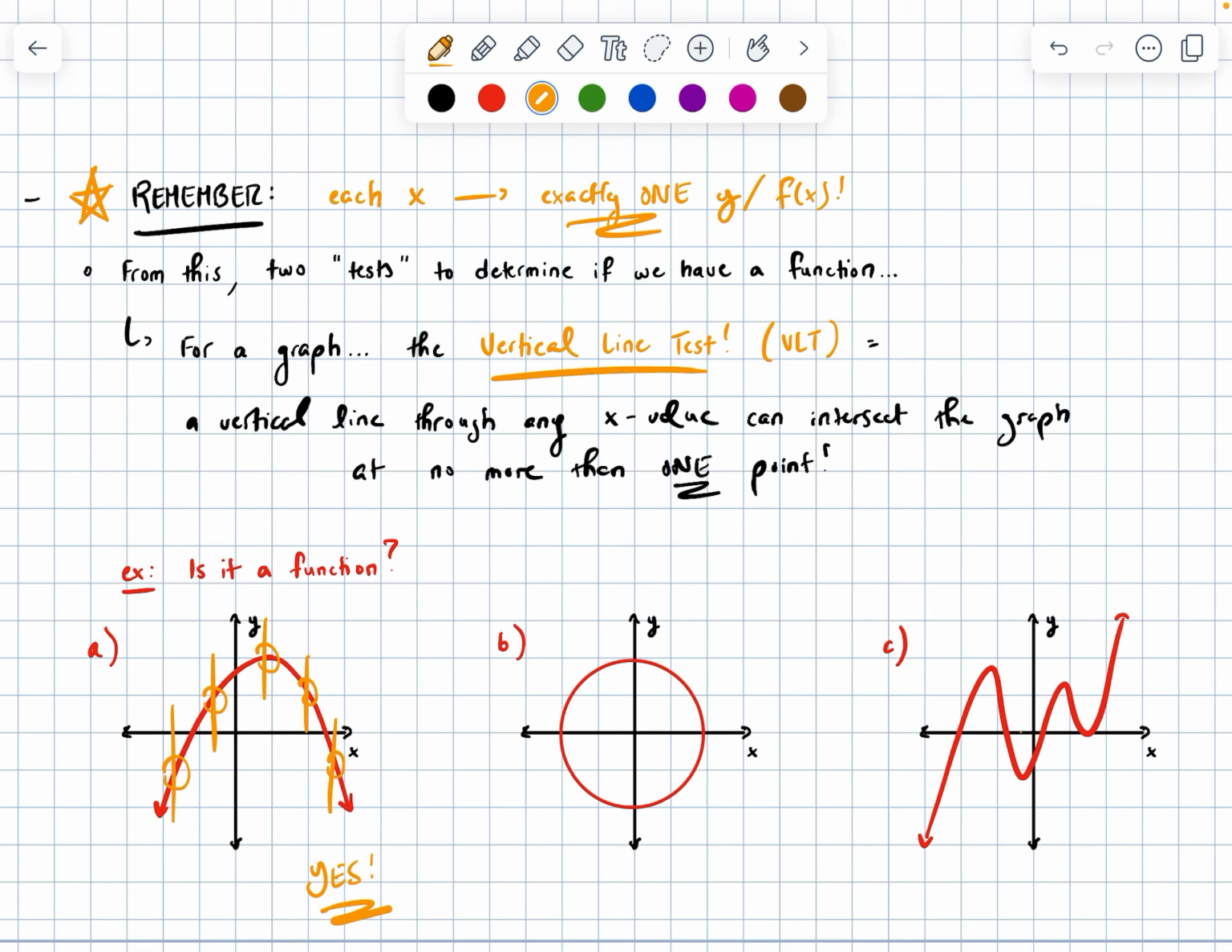Try out the vertical line test with B and C here, this circle and that kind of squiggle shape. Tell me if it's a function, and then once you've got it, make a guess as to why you think the vertical line test actually works in telling me whether I've got a function on my hands or not. Go ahead.